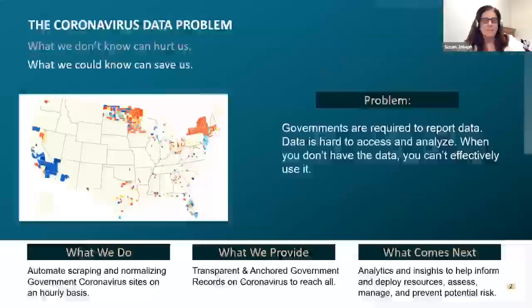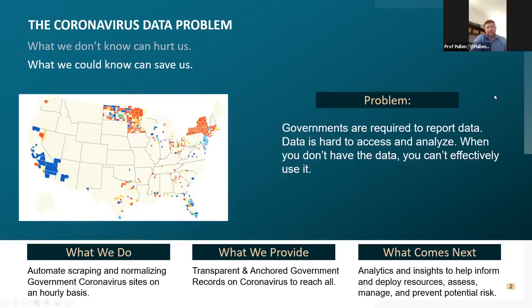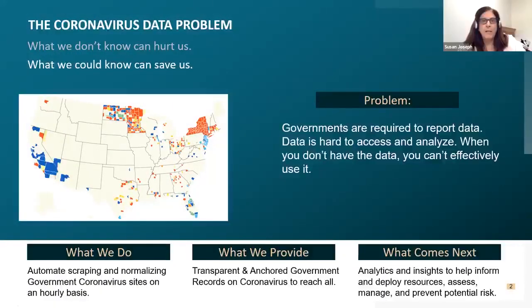Next slide, please. We have a big problem. What we don't know can hurt us, and what we do know can save us. Part of the problem is that governments are required to report data, and once they do, it comes in a form that is often used in a paper form. It's not aggregated, it's not easy to use, and it's not standard. So what we do is create an automated scraping and normalizing of that data. We provide it in an anchored fashion, in a way that's transparent, and we add analytics and insights so that you can manage the risk.